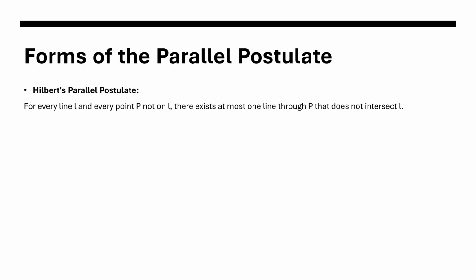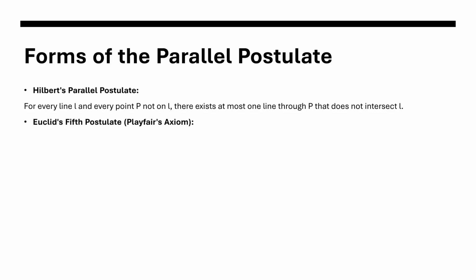So combined with Corollary 2 from 4.2, at least one parallel exists. This gives us exactly one. So take note, the at least one parallel that is proven in neutral geometry plus the at most one parallel of Hilbert's axiom. There is now exactly one parallel in Euclidean geometry.